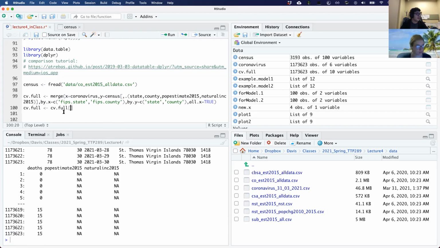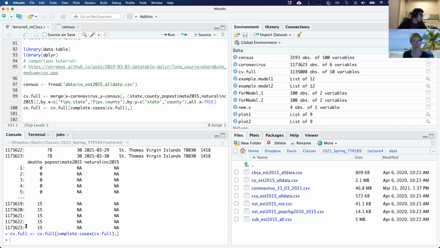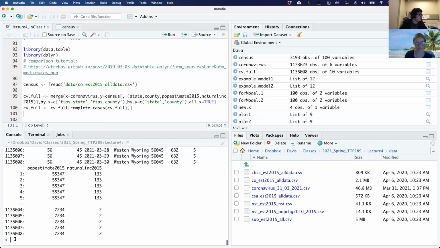So the way that I do that is using a function called complete cases, which will look at each of the rows and say, hey, is there any missing data here? And if there is, I'm just going to return false. And so for that corresponding row, when I return it, it will drop it. So if we do this, we'll go from 1,173,000 observations down to 1,135,000. So still more than enough.